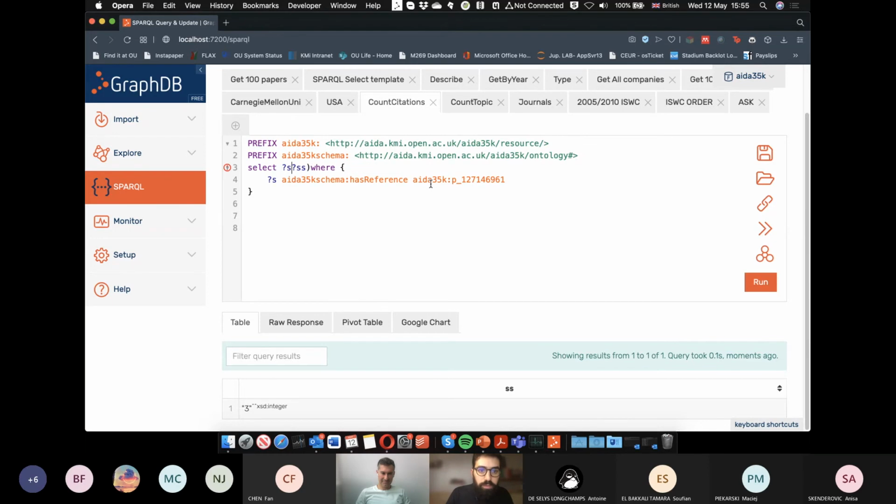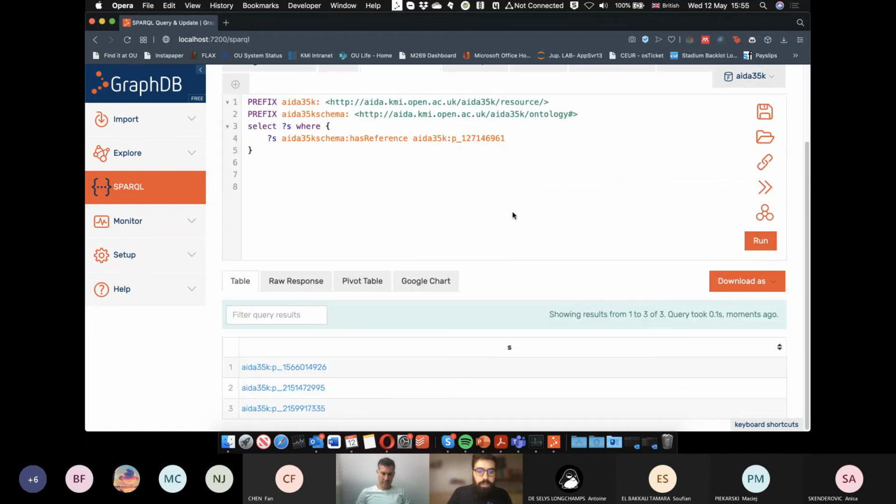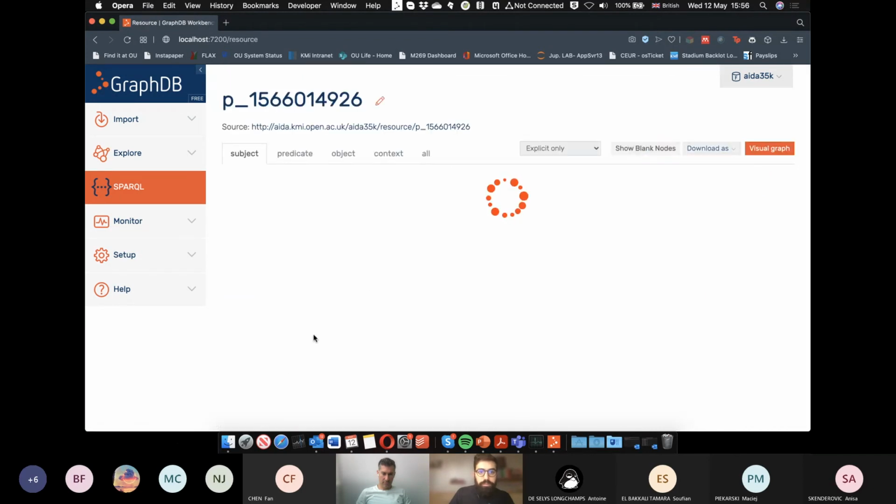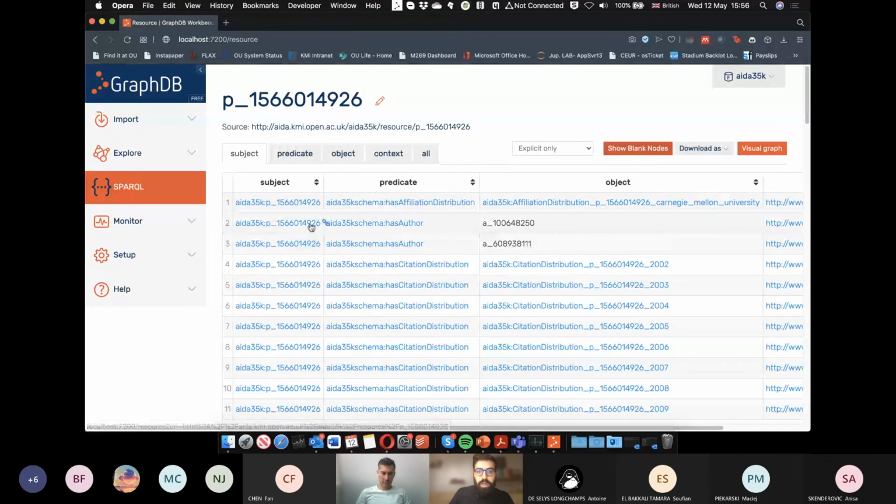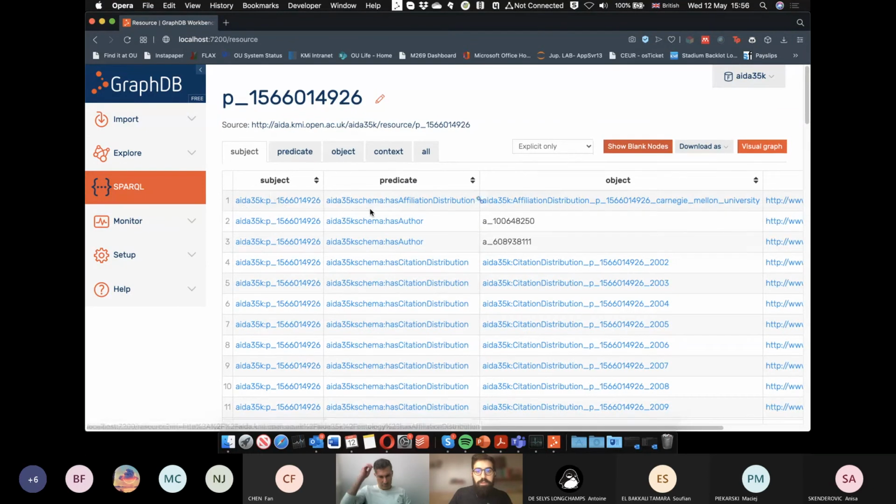I can simply remove this space, run. So those are the 3 papers that cite me. And actually, if I go into this resource, okay, I need to remember this. I want to see whether I find it. Okay, this is the way of seeing an entity. So you see all the papers, and then you see all the relationships.